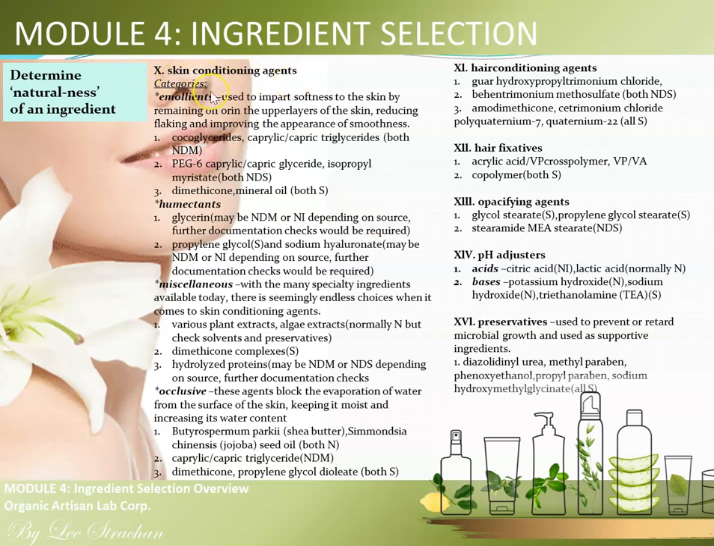We've got skin conditioning agents here, categorized into emollients, humectants, and miscellaneous ingredients, and occlusive. Okay, occlusive. These agents are to block the evaporation of water from the surface of the skin, keeping it moist and increasing its water content. Like for example, shea butter does a good job for this, and jojoba oil. Both of them are natural. Caprylic triglyceride is an NDM, and so on.